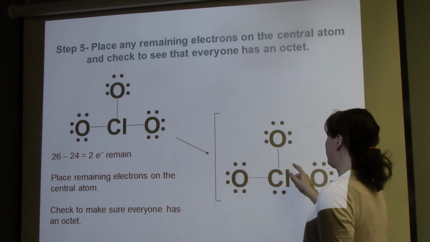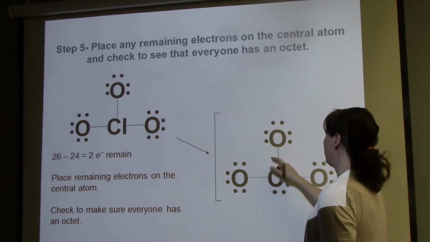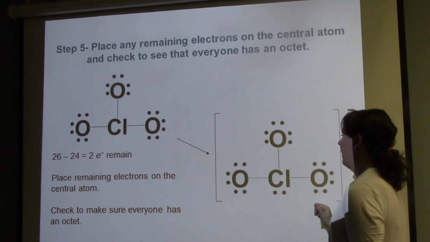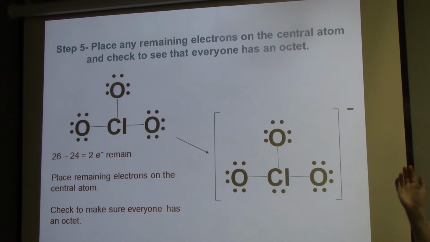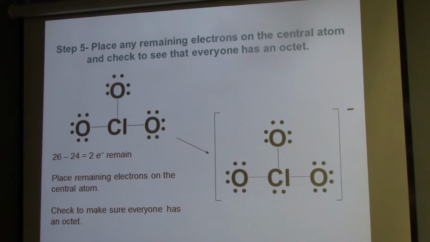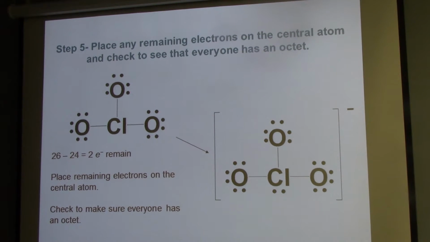Chlorine sees 2, 4, 6, 8. And the same for each oxygen: 2, 4, 6, 8. And because it's an ion, we put brackets around it and write the charge. If this were not an ion, we wouldn't need those brackets, but because it's an ion, we do.